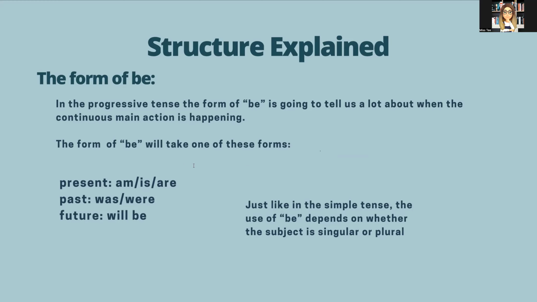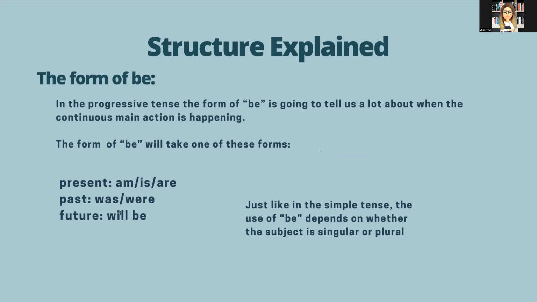Just like in the simple present tense, we have was and were as well for past. Was is for singular and were is for plural. And we put this right before our main verb. So I was writing an essay. They were writing an essay.